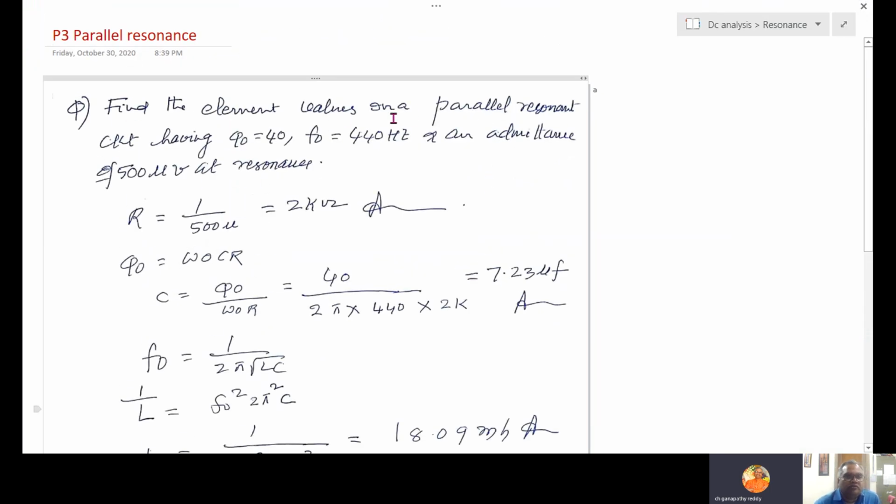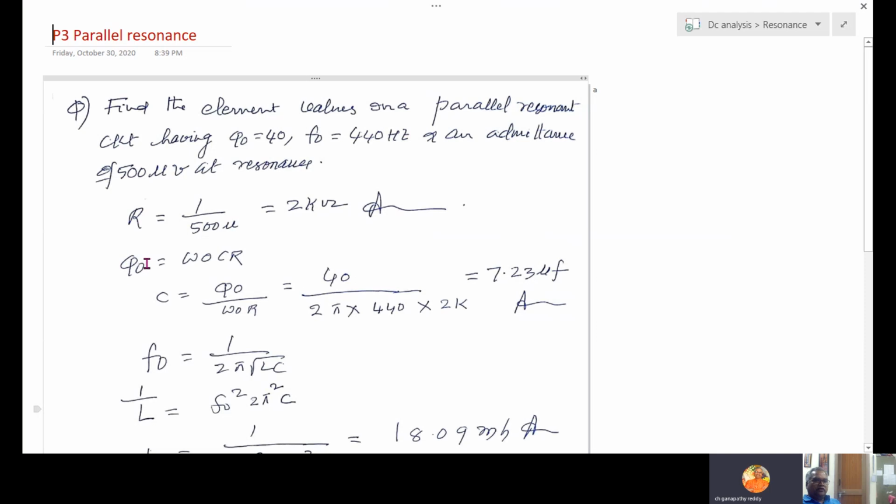Now find the element values in a parallel resonant circuit. A parallel resonant circuit having quality factor 40, F0 440 Hz, and an admittance of 500 micromhos at resonance. So at resonance admittance is given, what is the R value? 1 by 500 micro, we are getting 2 kilo.